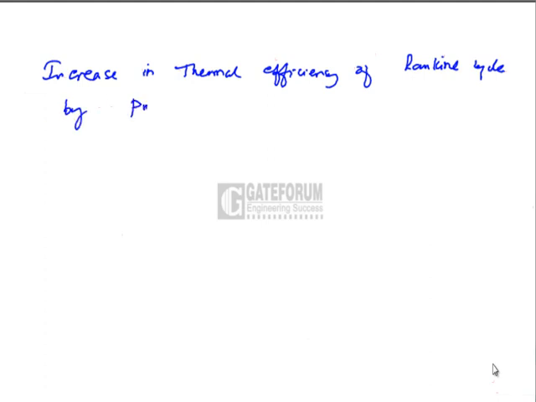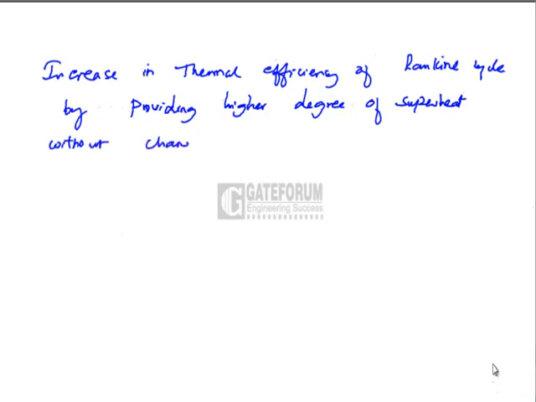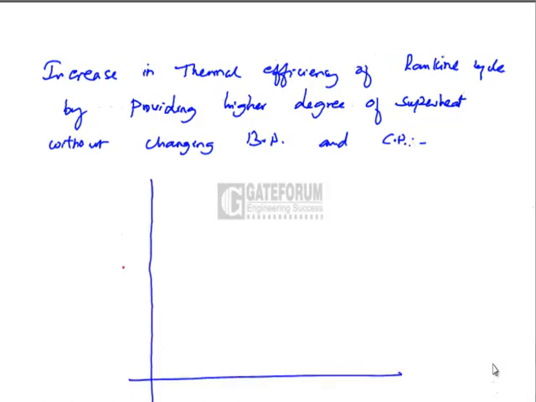Now I shall consider the increase in thermal efficiency of Rankine cycle by providing a higher degree of superheat without changing boiler pressure BP and condenser pressure CP. We see this method now on the temperature entropy diagram.